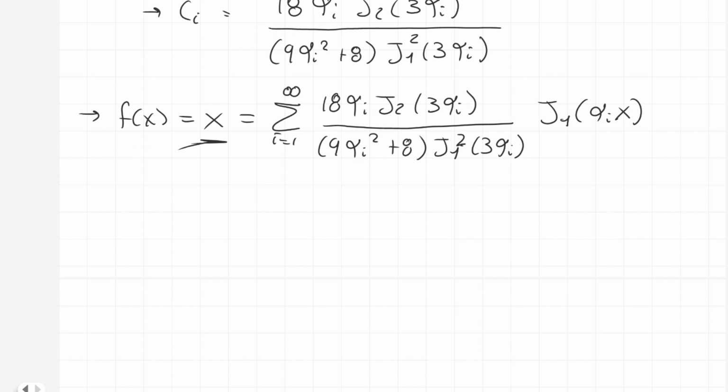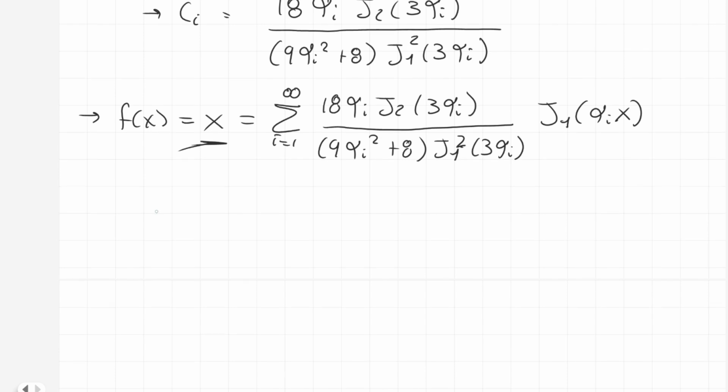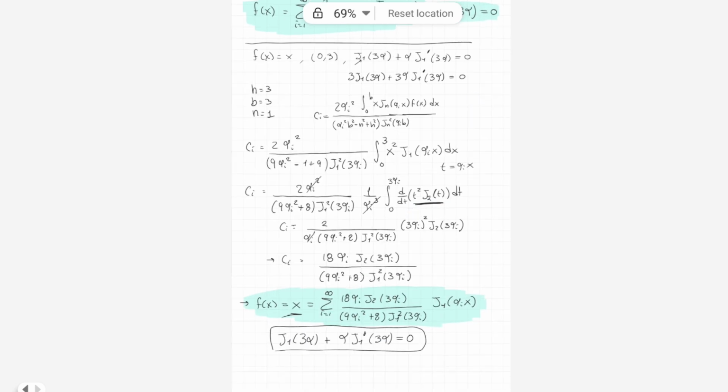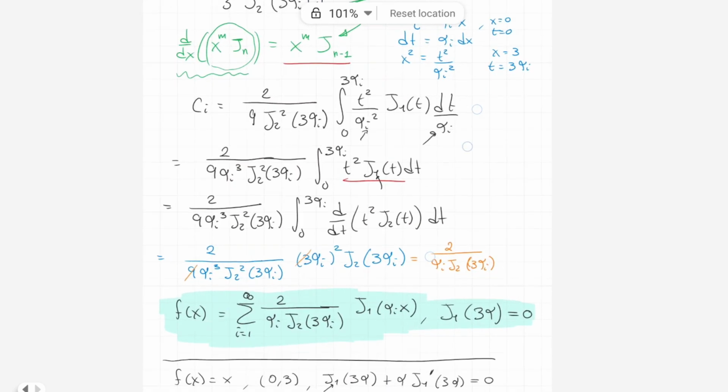Remember that this is subject to the condition j1 of 3 alpha plus alpha j1 prime of 3 alpha equals 0. Okay, and this is an important condition for this to be true. Perfect. So this will be the final important result. It's just an example of how to express a function f of x as a Fourier Bessel series. Perfect. So I think I will finish the lesson here.